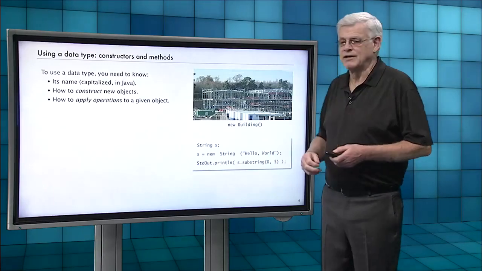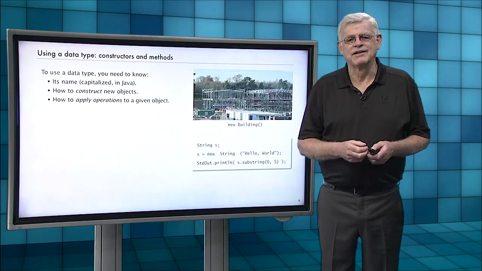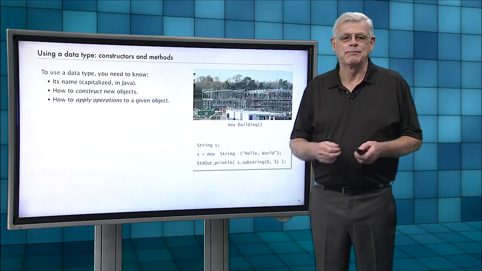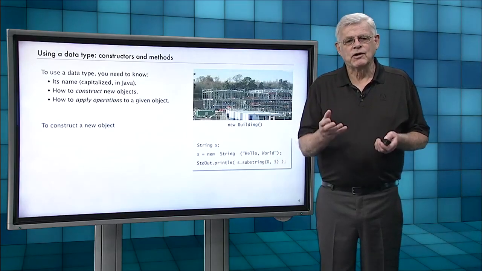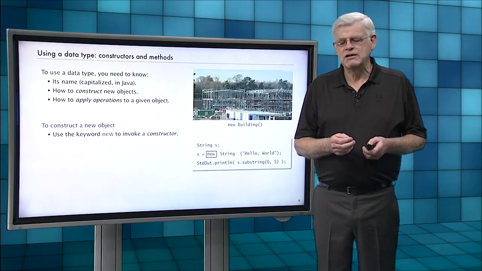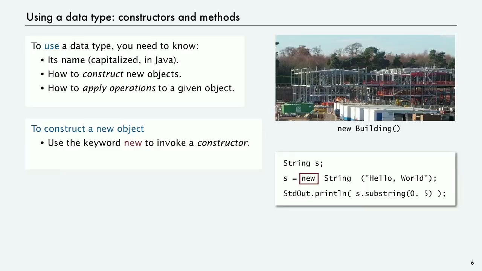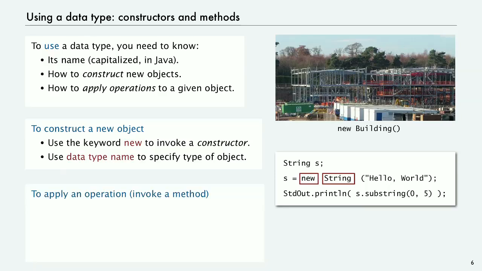Here's a little example of string code, kind of like hello world, but with a few string operations. So to construct a new object, we use the keyword new. That's the purpose of that keyword. Invoke a constructor that makes a new object. The constructor is a special method that makes a new object. And then we use the data type name to specify which type of object it is, which constructor that we're going to call.